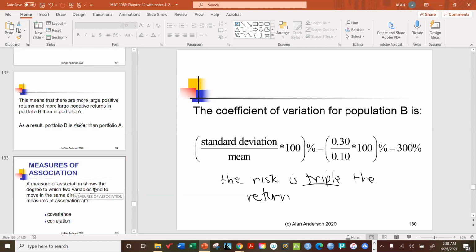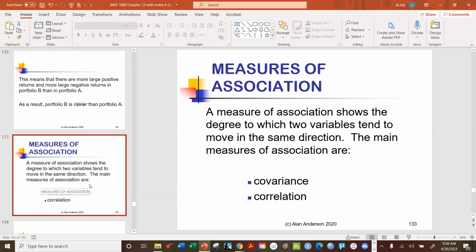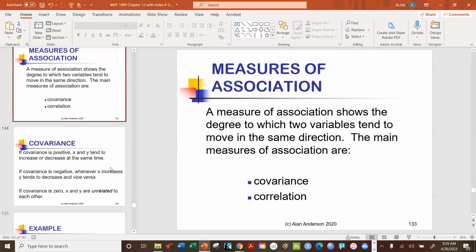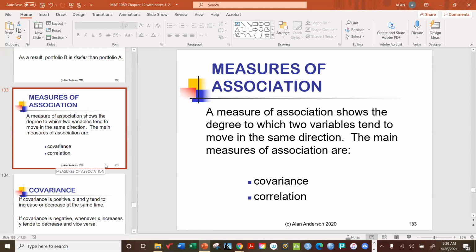So let's introduce the two of them. They're called measures of association. And essentially what we're trying to capture is the tendency for these two variables or samples or populations to move in the same direction. So I'll explain what that means in a minute. Their names are covariance and correlation. They're very complex ideas, but we can illustrate them with some graphs to give you a better feel for what they're all about. All right, so I'd like to give you some examples to give you a better sense of what we're trying to capture here.